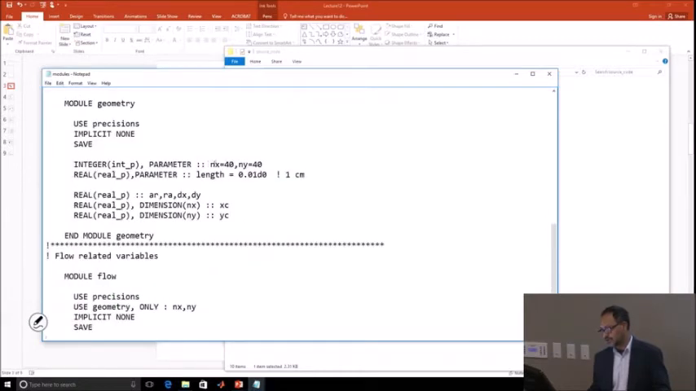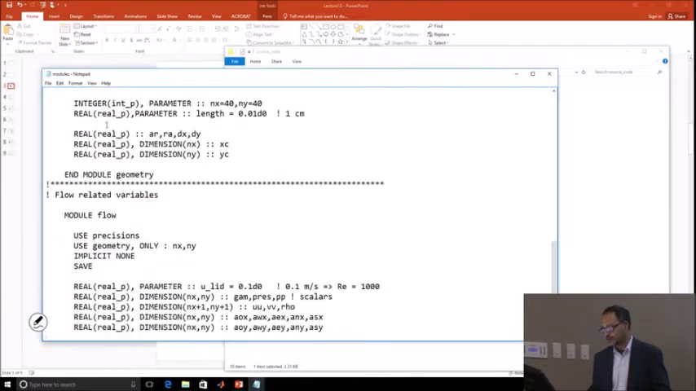Then, like I said, this is your grid spacing. This is your length, okay, 1 centimeter. And then I have the dimensions you can see for XC and YC. These are cell centers, okay. You don't need to make them two-dimensional because, for a given Y, the X values change only 40 times. It doesn't change 40 times 40 because it's a square mesh, okay. So I made it one-dimensional instead of two-dimensional.